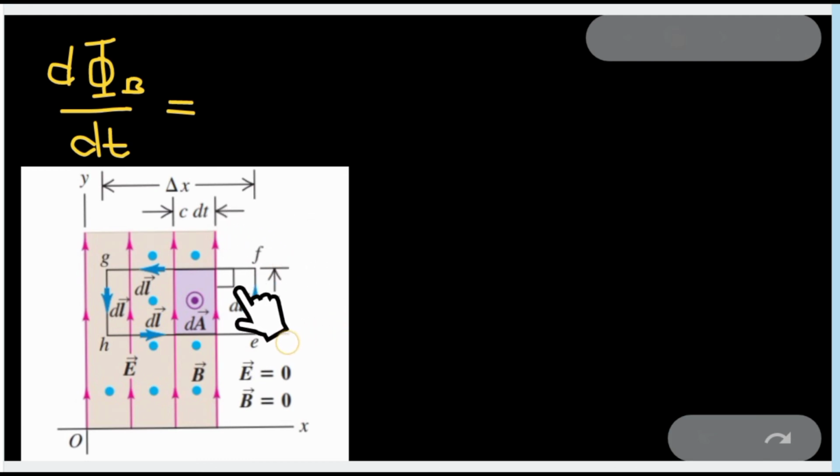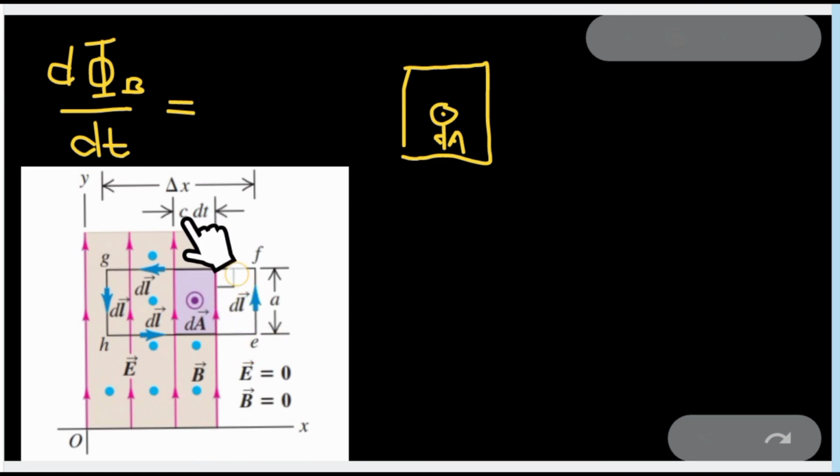Now let's look at this area vector, the violet one. Let's zoom out and redraw it. The side of this dA is equal to c dt, and the height is also equal to A. So we have c dt here, and A here.